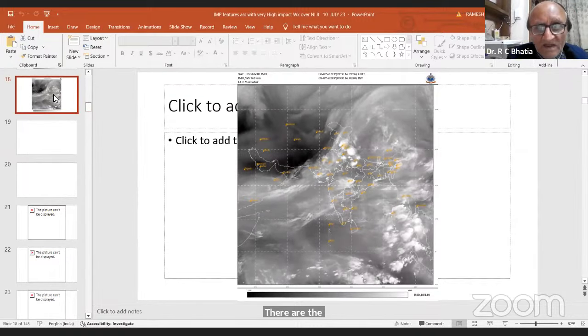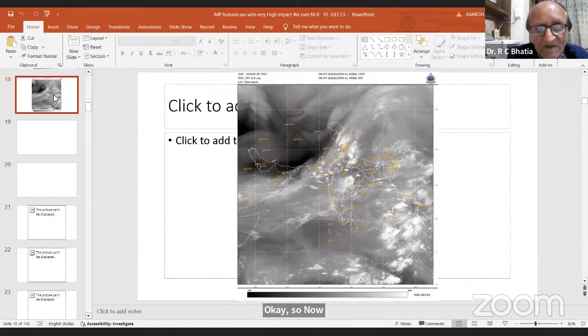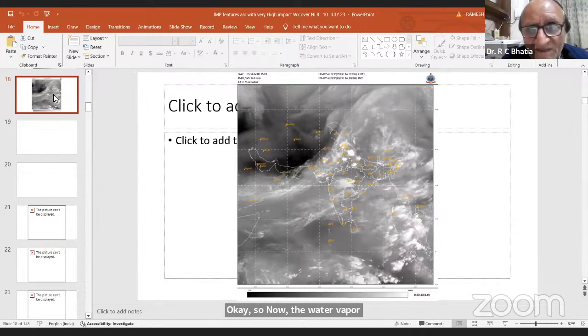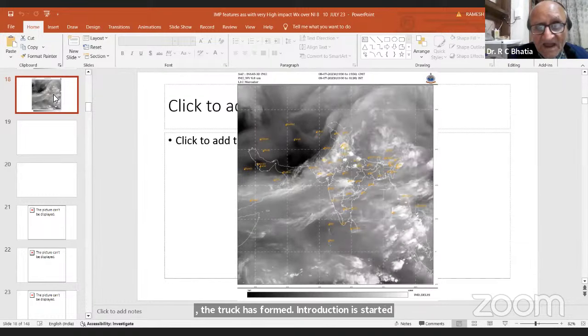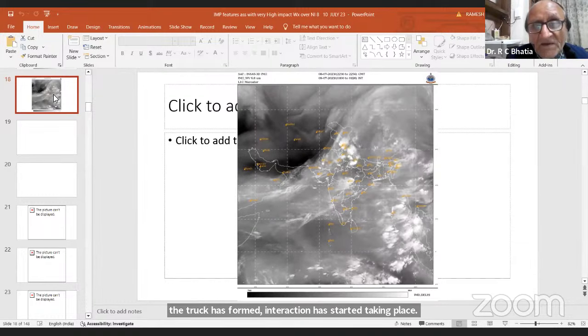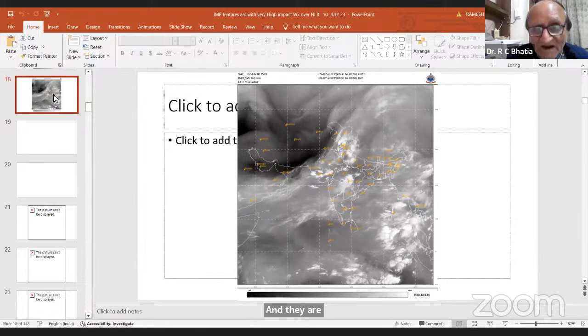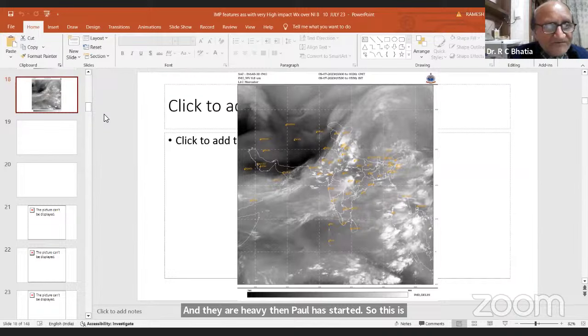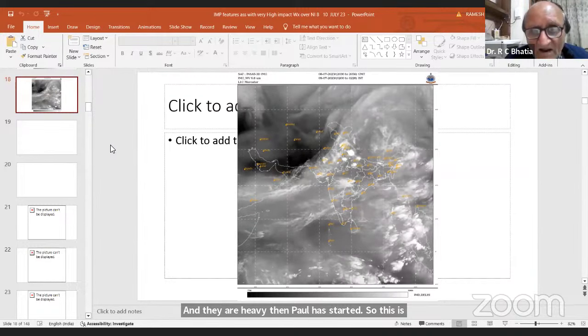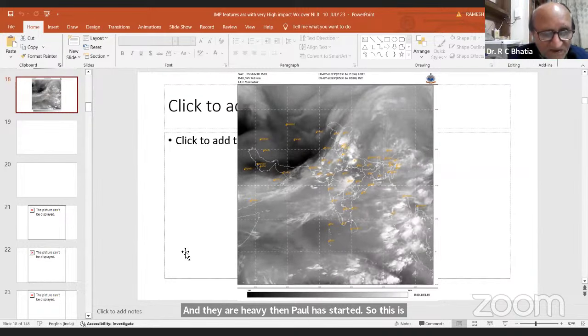Okay, so now the water vapor image is showing that on 8th, the trough has formed, interaction has started taking place, and there heavy rainfall has started. So this is quite useful for analyzing weather situations.